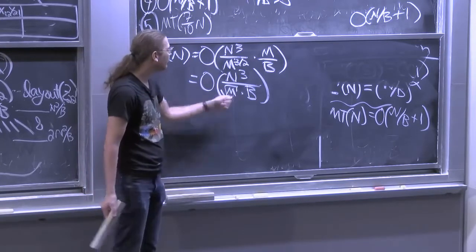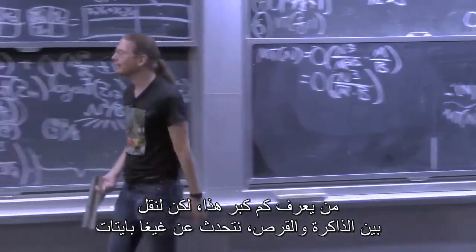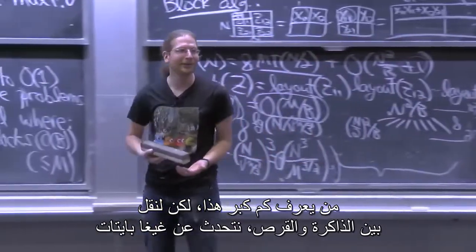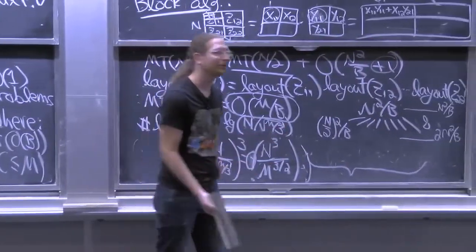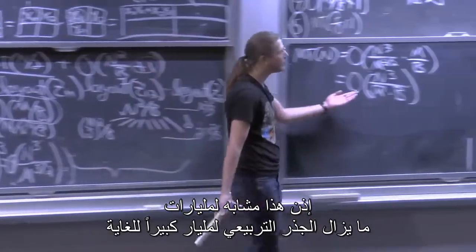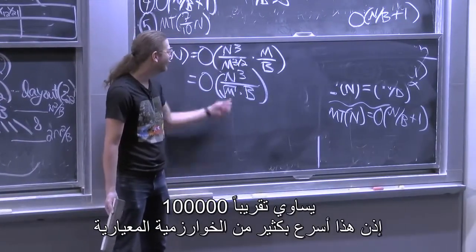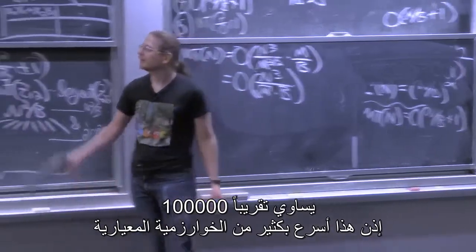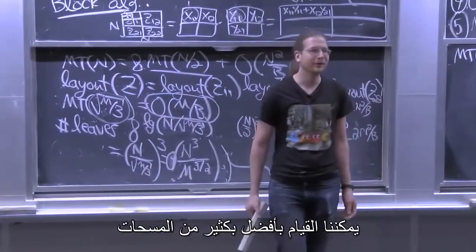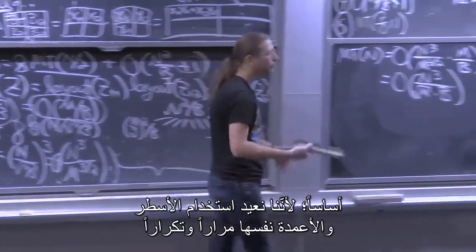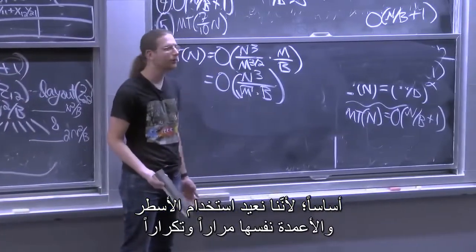So who knows how big that is, but say between memory and disk, we're talking gigabytes. So this is like billions. Square root of a billion is still pretty big, like 10, 100,000. So this is a huge amount faster than the standard algorithm. You can do way better than scans, basically because we're reusing the same rows and columns over and over.